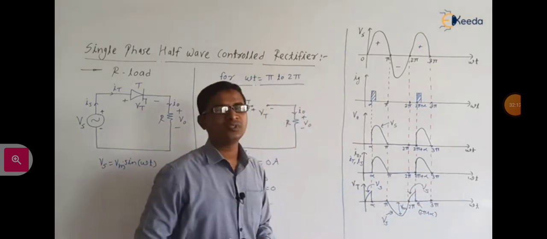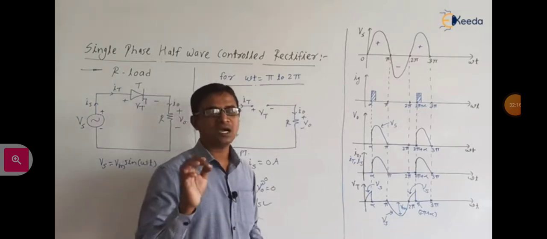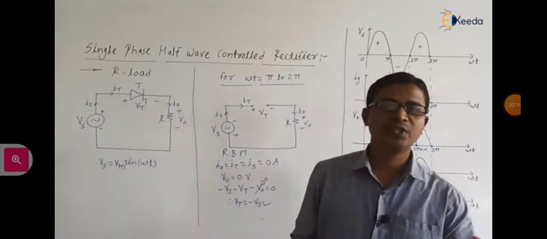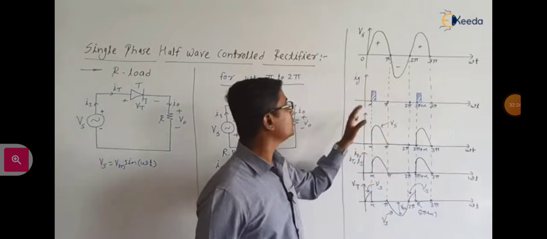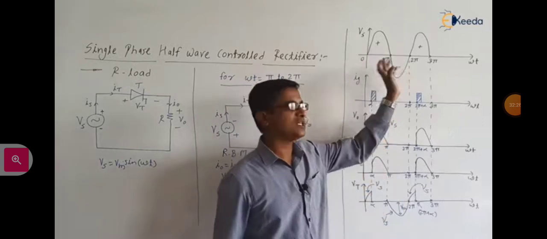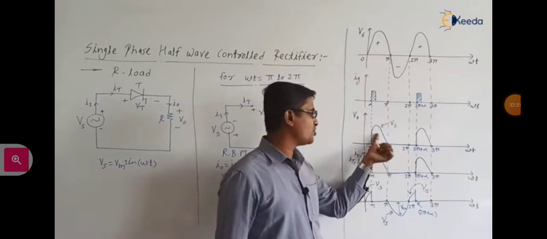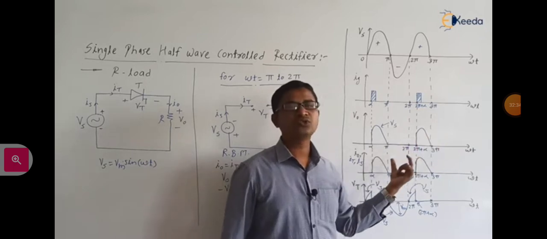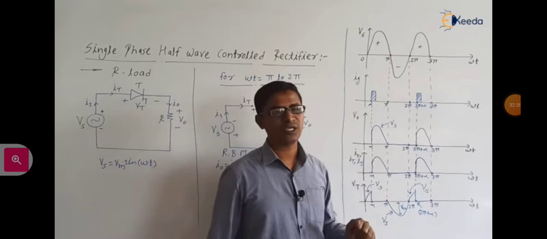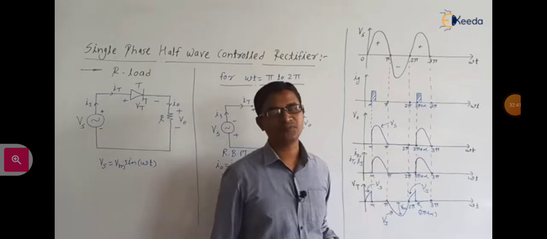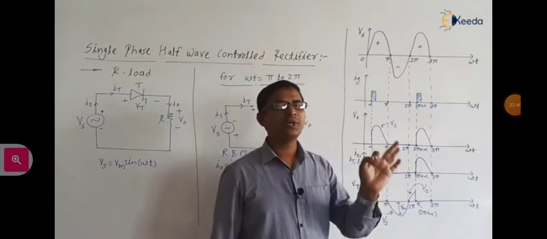So this is about the circuit operation of the single phase half wave controlled rectifier with purely resistive load. If you check the output voltage waveform V0, the supply voltage is positive and negative, it is a sinusoid, an AC voltage. In V0 we have a zero value, positive value, zero value, positive value. So it is a DC, since the output voltage has only a single polarity, positive. But is it a flat DC? No, the output is a pulsating DC.